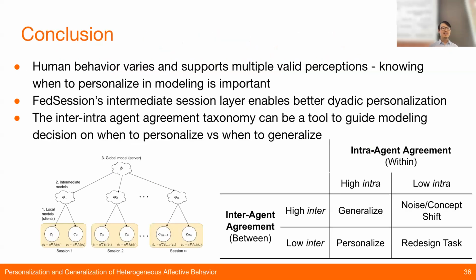So finally, as a conclusion, we draw three conclusions from this study. The first is that there is variation in human behavior expression, however there are also multiple different valid perceptions. Knowing this, we have decided on when to personalize and when to generalize. The second is that the use of the FATE session approach and the intermediate session layer helps for better dyadic personalization. And finally, the use of intra and inter-agent agreement can be used as a tool to guide when to personalize and when to generalize.